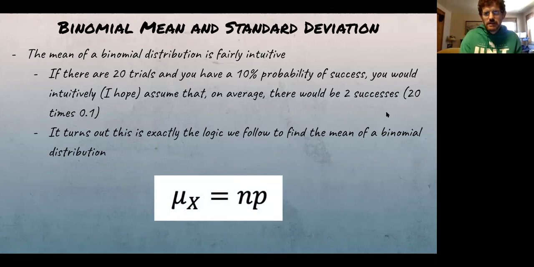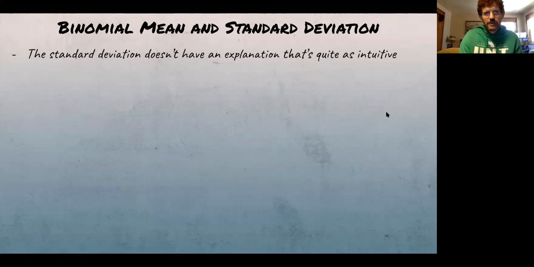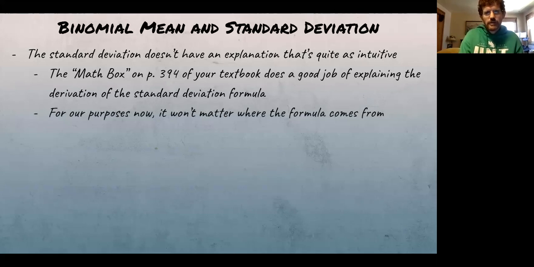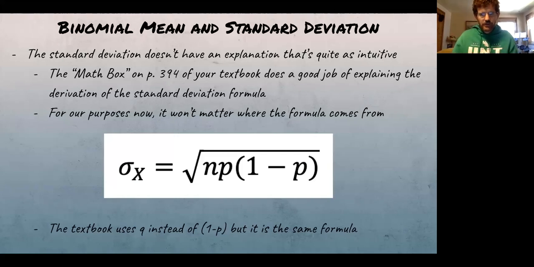As great and intuitive as the mean is, the standard deviation, not so much. There is a math box in your textbook. I don't know if you guys took the time to read that to understand, but it uses the calculation of standard deviation for random variables, and it goes through using binomial variables for it. I think it's a really good explanation if you can follow the math and the logic of it. But honestly, for our purposes, it doesn't really matter where this formula comes from. Though again, I do encourage you to figure it out and understand it. Okay, so the standard deviation is going to be the square root of n times p times 1 minus p. Now your book uses q, but I don't ever use that, just to keep it simpler, I think. And this is exactly how it's going to appear in your AP formula sheet. So if you already have that downloaded, you can find this, and you'll see that's exactly what it says.